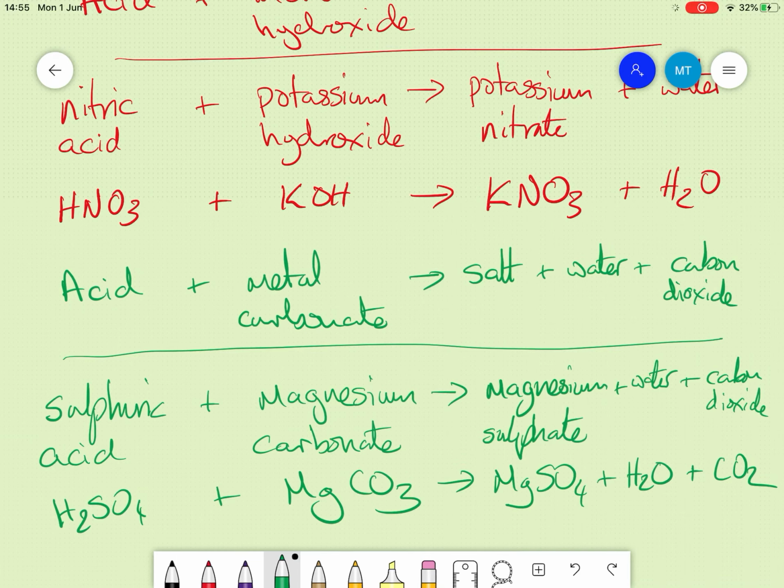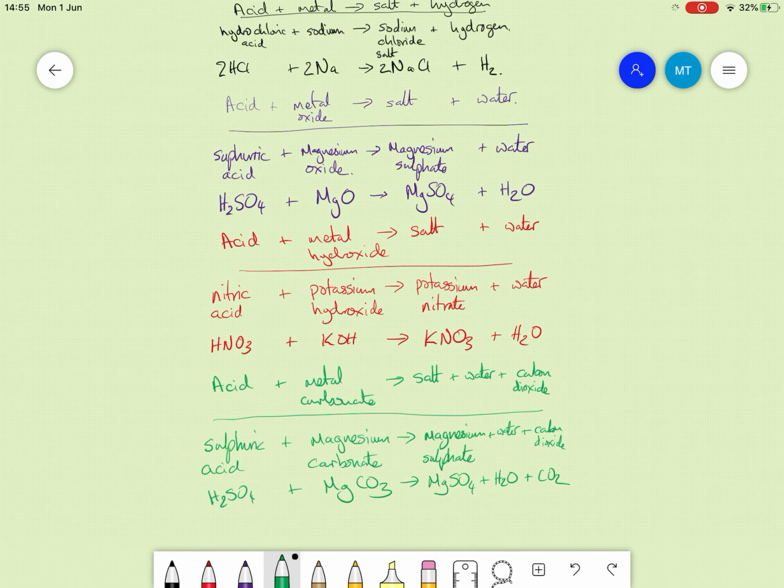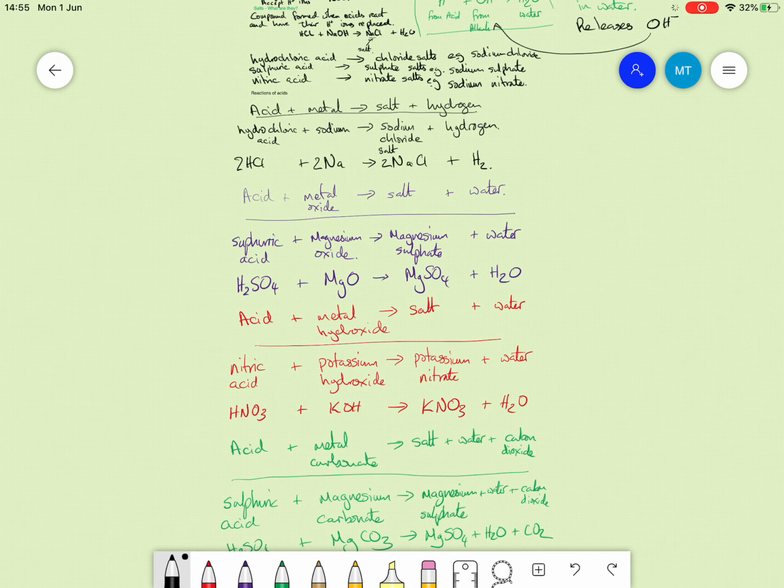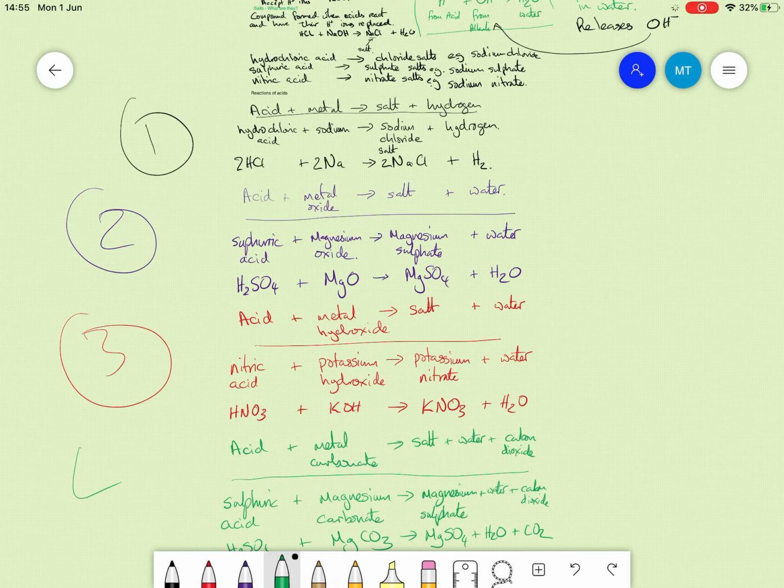Now you will be expected to balance some of the equations, but more importantly you need to know what the products are, whether it's salt and hydrogen, salt and water, or salt and water and carbon dioxide. So that's the hardest thing, and then you'll need to know the name of the salt, or if you know the name of the salt, what the acid was that made it. So that's a classic sort of exercise question. So these are the 4 reactions. There's 1, here's 2, here's 3, and here's 4. Those have to be learned.